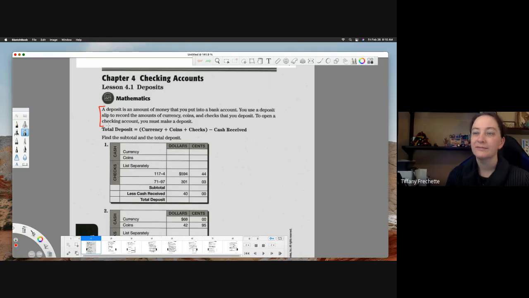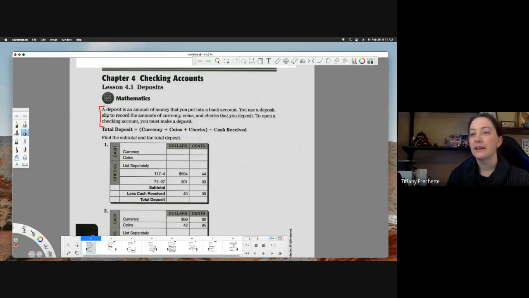All right, so they always give you this little bit at the top here, which is just the summary, basically, of the section. A deposit is an amount of money that you put into a bank account. You use a deposit slip to record the amounts of currency, coins, and checks that you deposit. To open a checking account, you must make a deposit.